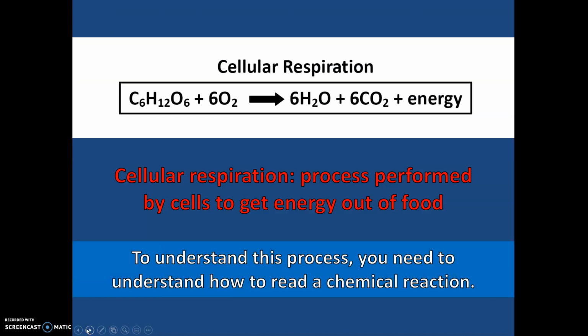So here we have our cellular respiration formula. We have glucose plus 6 molecules of oxygen yields 6 molecules of water plus 6 molecules of carbon dioxide and some energy. And cellular respiration is the process performed by cells to get energy out of food. So to understand this process, you need to understand how to read a chemical reaction.